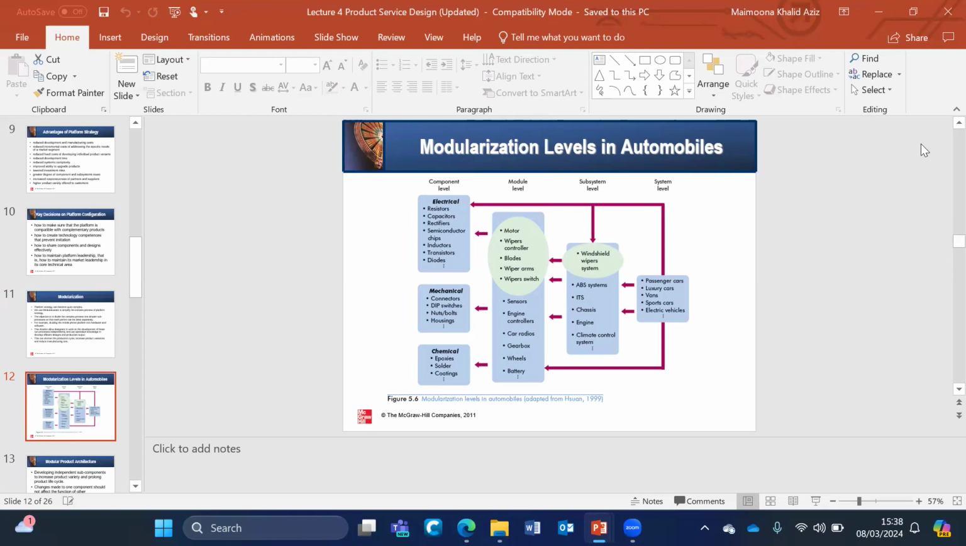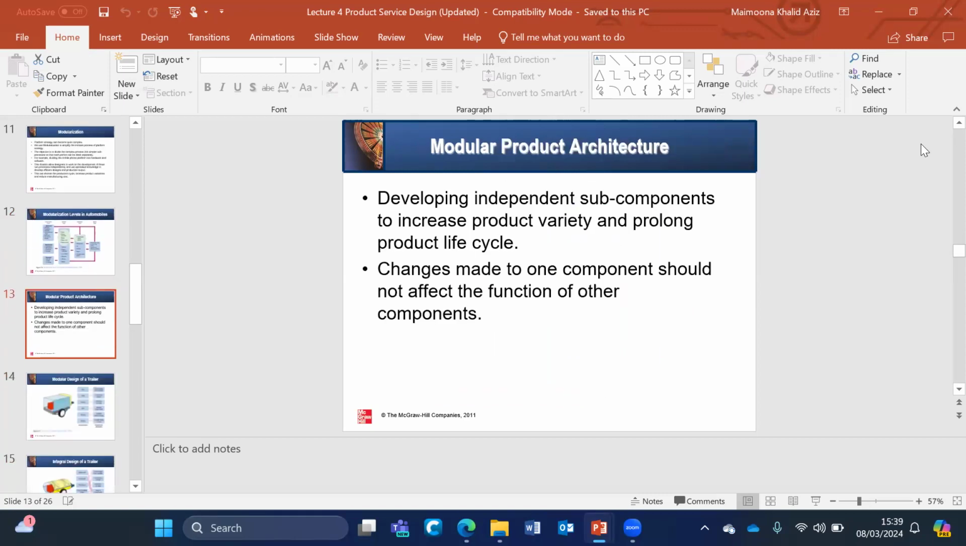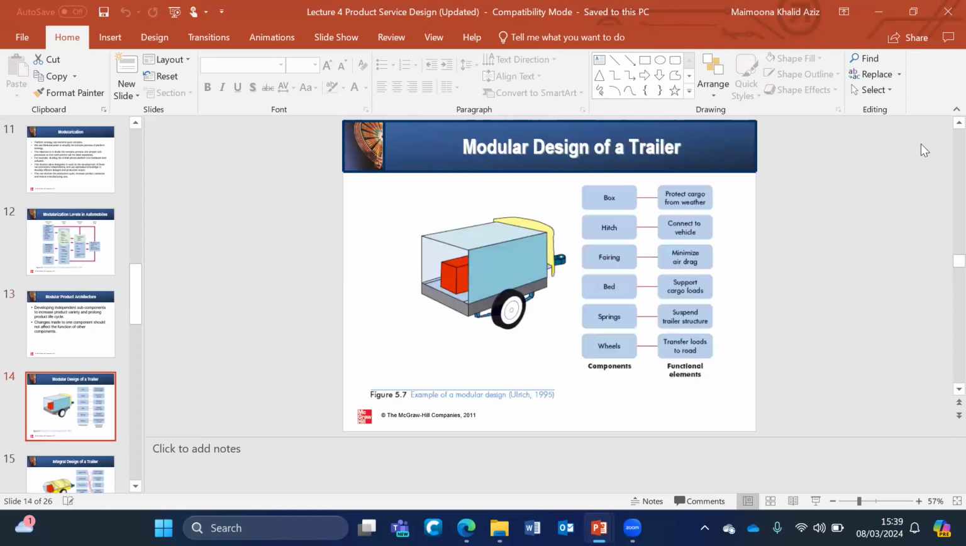So looking at a car as an example, we can break it down into electrical components, mechanical components, and chemical components. Now, just in the electrical, we can break them further down into a module level, a subsystem, and a system level. Now, modular product architecture means developing independent subcomponents to increase product variety and prolong product life cycle.